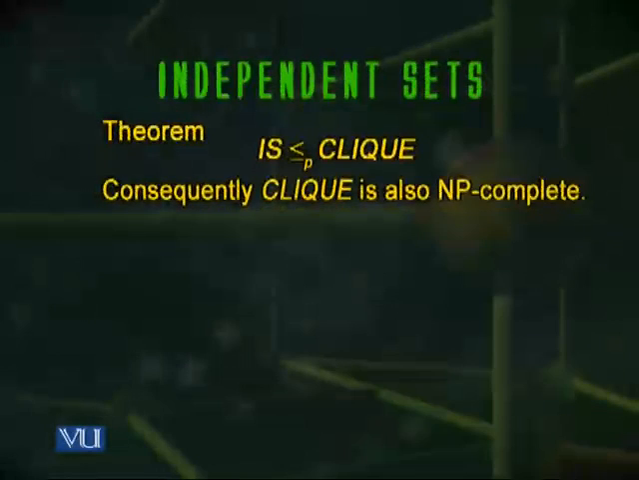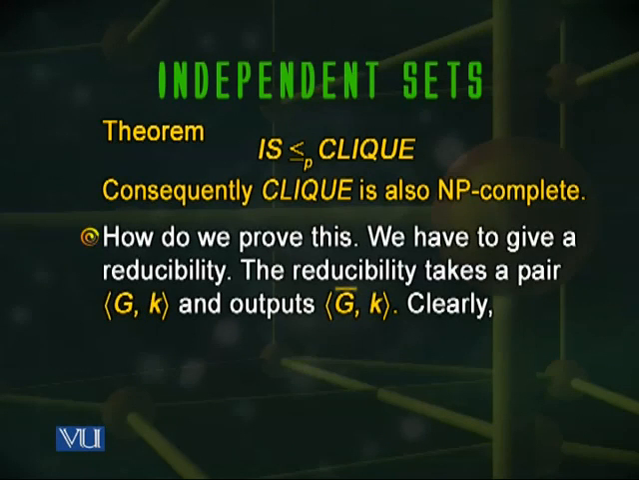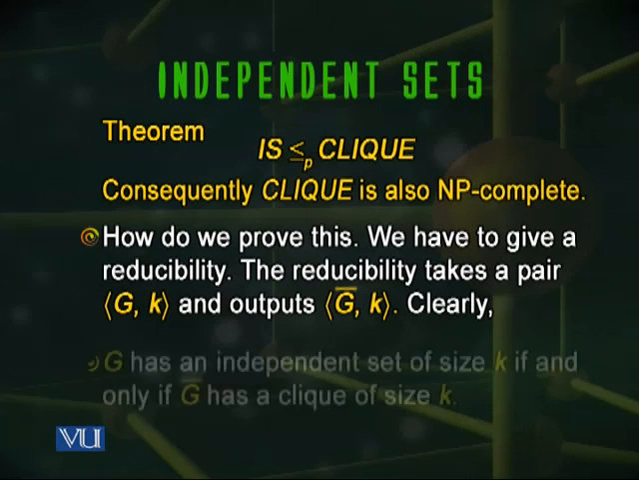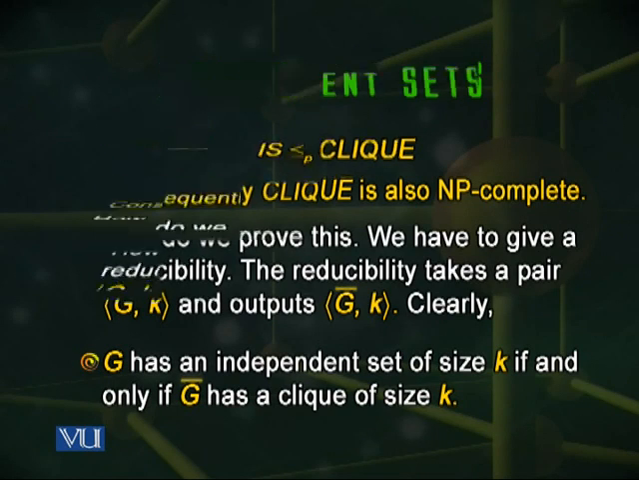But let's see what we have done. We have proved the theorem that independent set is polynomial time reducible to clique. Consequently, clique is also NP-complete. How do we prove this? We have to give a reducibility. The reducibility simply takes the pair G, K and outputs G complement, K. Clearly, G has an independent set of size K if and only if G complement has a clique of size K. So this finishes the proof of the NP completeness of this very simple problem called clique.